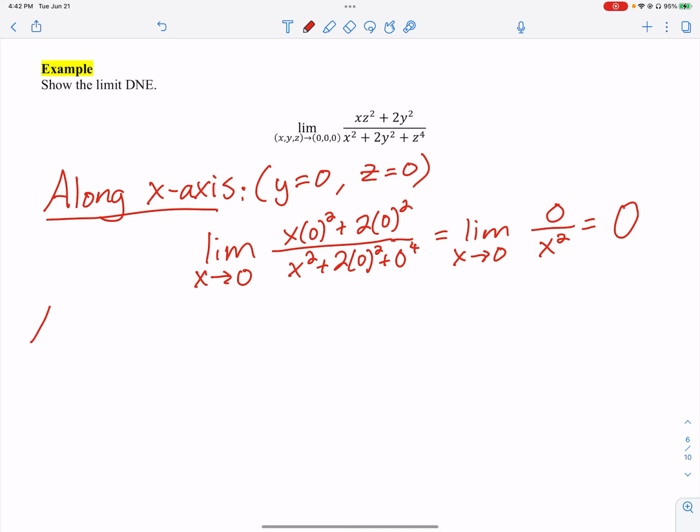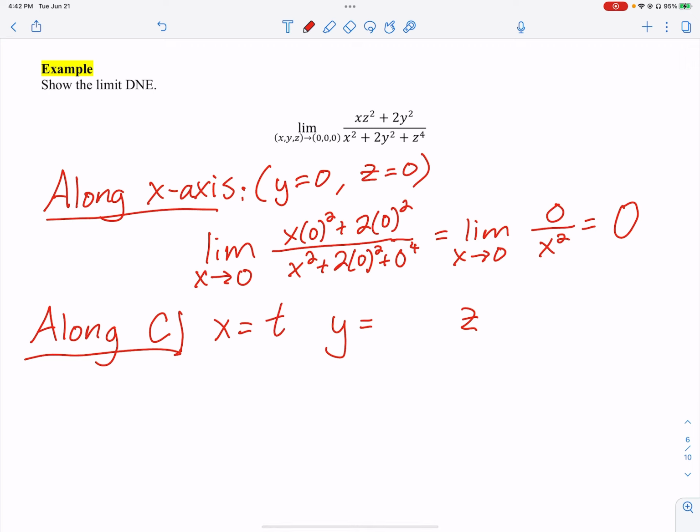All right, so I'm trying to find some other path that does not go to 0. I'll call it just C. And we're going to do x equals, y equals, and z equals. I always start here with just a t on all of them. If I plug all that in, my powers on the bottom, check it out, I get t squared plus 2t squared plus t to the fourth.